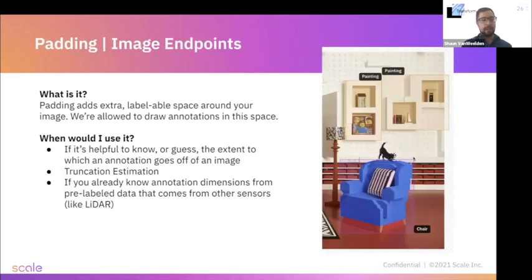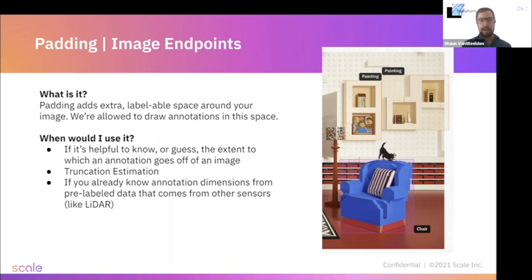The next thing I wanted to chat about is a little bit smaller, but still very helpful. So padding. Padding adds extra labelable space around your image. We are allowed to draw annotations in this space. You would use this if you need to kind of know or guess the extent to which an annotation goes off of the image. For example, to estimate the amount of truncation that might be occurring.